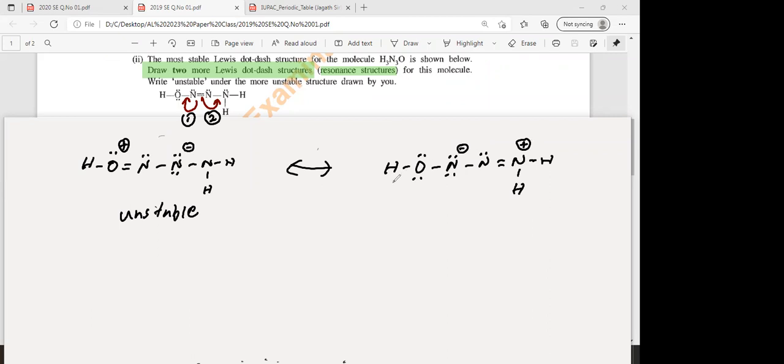Right. You know how to assign the formal charge, right? You have to check the number of valence electrons for that atom, and then check how many electrons are allocated. If it is more, minus charge. If it is less, plus charge. If you want me to explain, please let me know. I'll explain again.